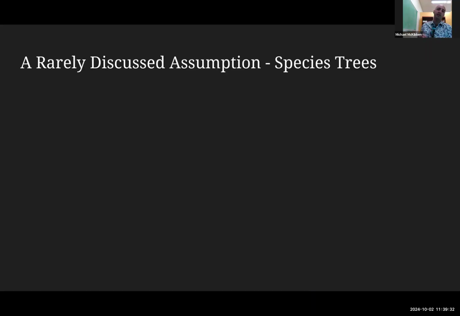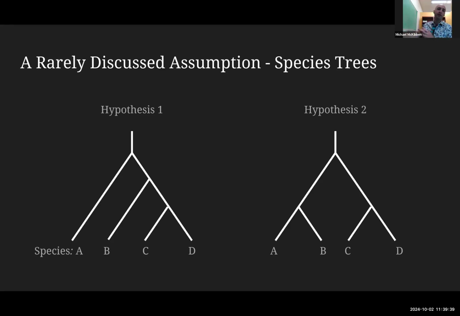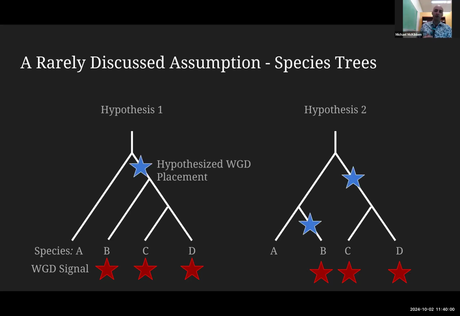Now, one thing studies like this and studies before, I like to think we keep in the back of our mind, but oftentimes don't address, is the species tree itself is a hypothesis. For example, I have 4 hypothetical species here, A, B, C, and D, and 2 potential hypotheses for the relationships among these species. If I infer using one or multiple methods signal of whole genome duplications in species B, C, and D, I might infer very different histories of whole genome duplications between these 2 phylogenies. On the left, there's only a single shared ancient whole genome duplication, where on the right, we have 2.